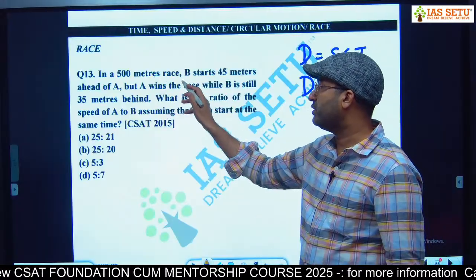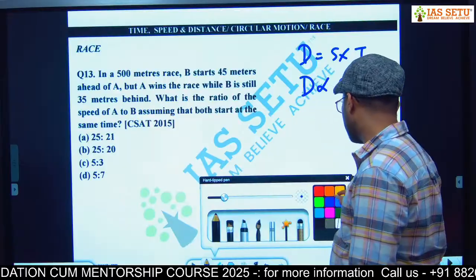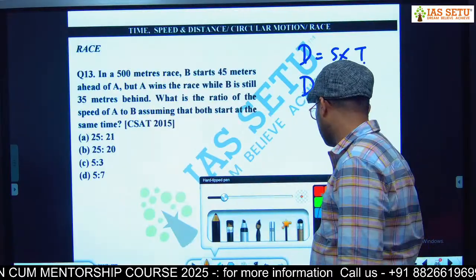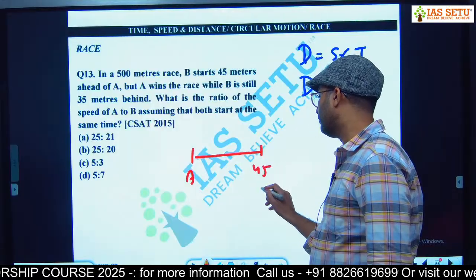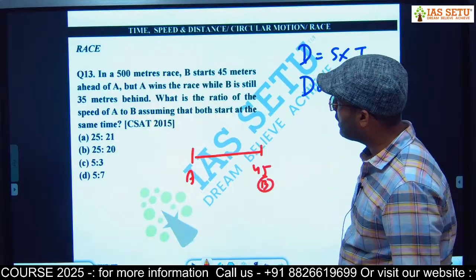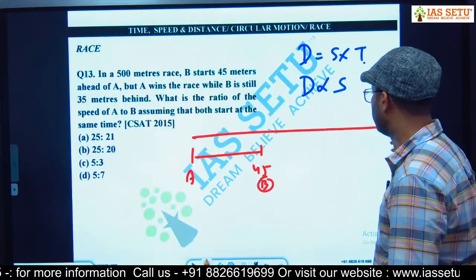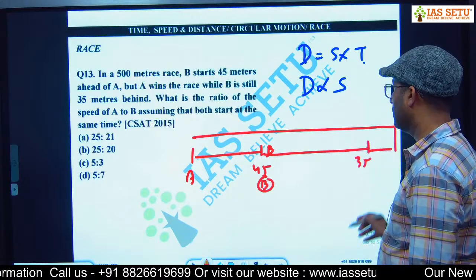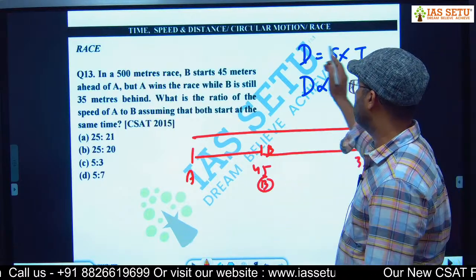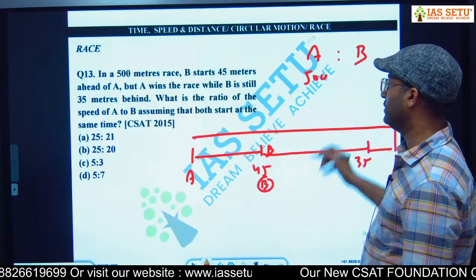Here in a 500 meter race, B starts 45 meters ahead of A. B जो क्या कर रहा है, A से 45 मीटर आगे स्टार्ट हो रहा है. But A wins the race, फिर भी A जीत जाता है, and B is still 35 meters behind. This is B who is 35 meters behind. So tell me what is the distance covered by A? 500 meter. And what is the distance covered by B?